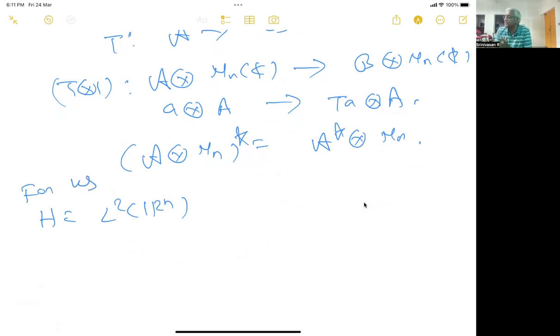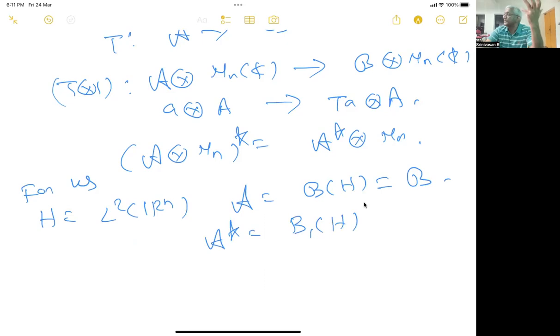What we are going to work with, you don't need all this algebra and all this theory. For us, our A will be B of H, and B will also be B of H. There is no difference. And what is our A star? A star is B1H, in fact. And that is how we are dealing with trace class operators. It is actually the linear functionals which matter, but we are dealing with B1H itself.